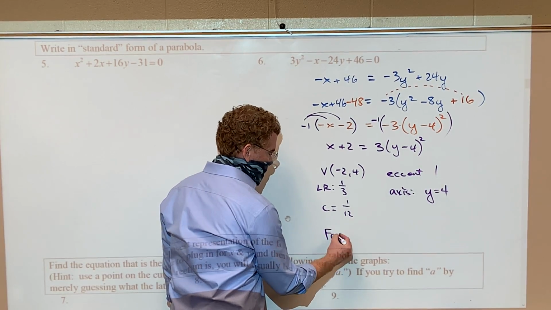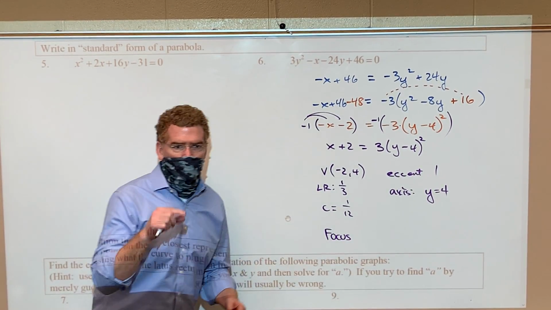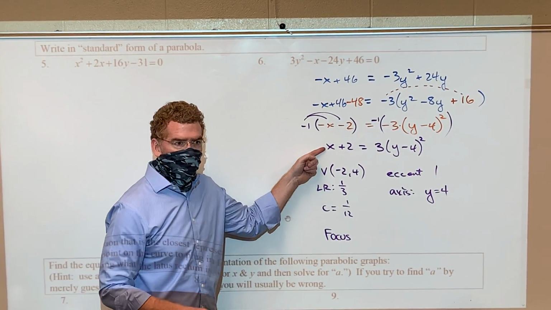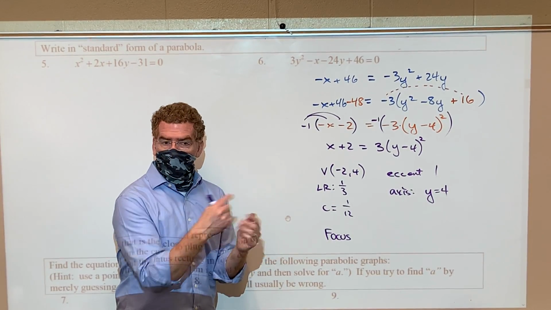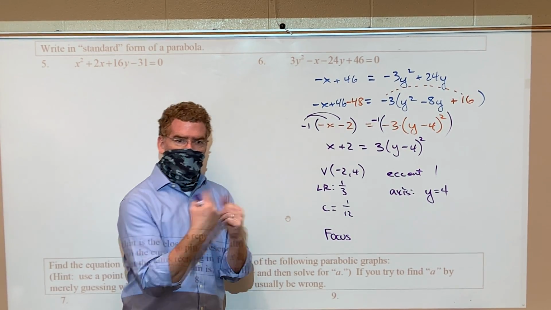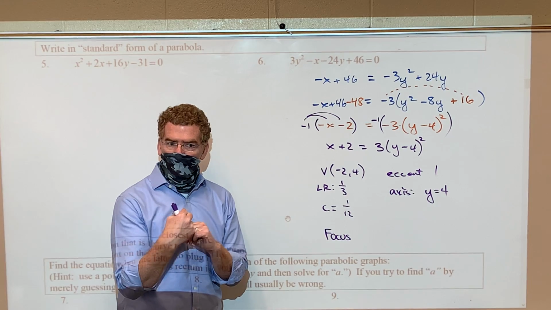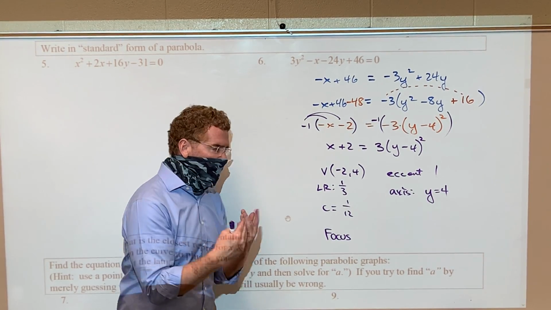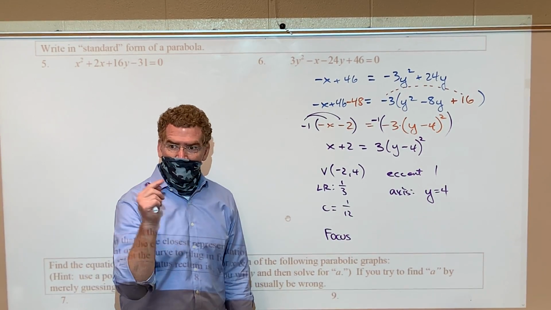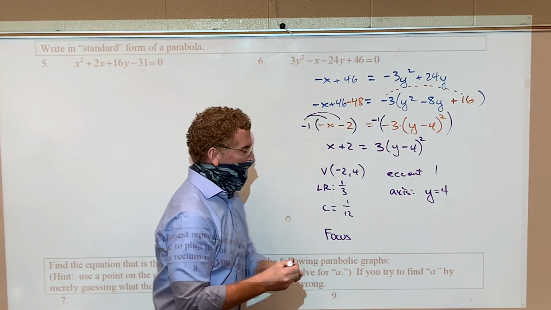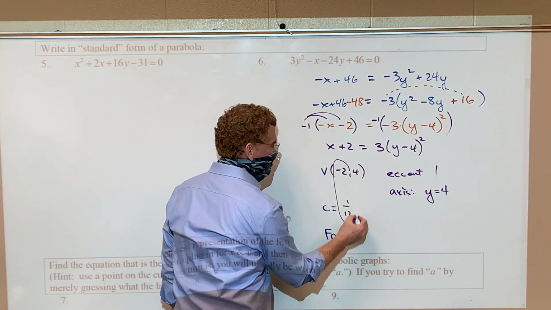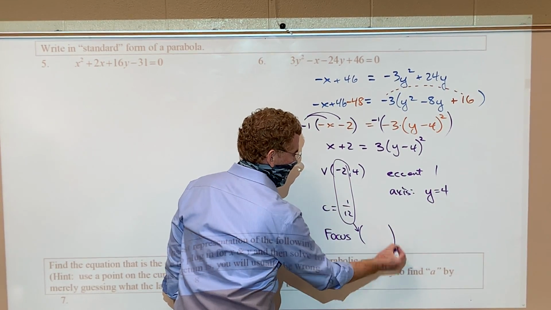What's the focus? Now, which way would you be going with the focus? X first means right or left, right? Which way would I be going? To the right. So is the focus to the right or the left of the vertex? Right. So I would be adding the C to the vertex. What part of the vertex? The X part, because I'm moving in the X direction. So for the focus, I am going to add that to the X part, and that becomes my focus.